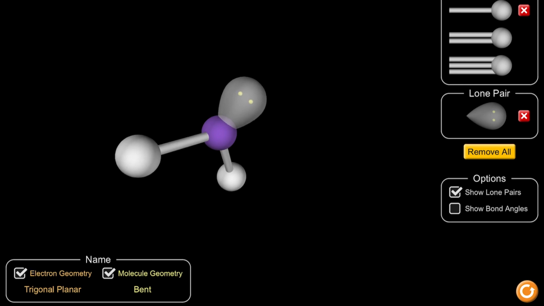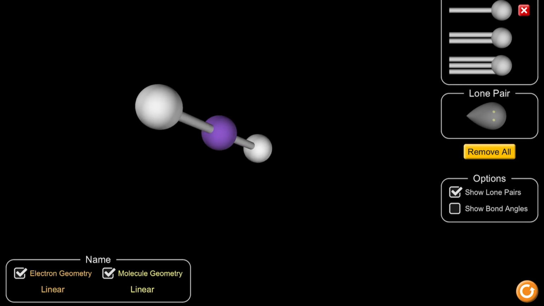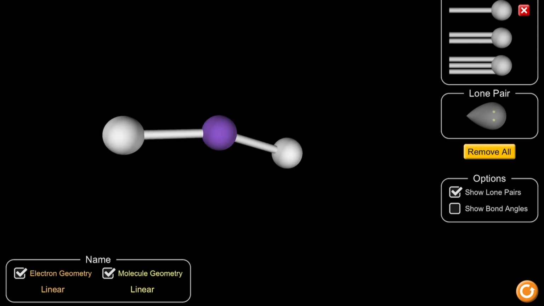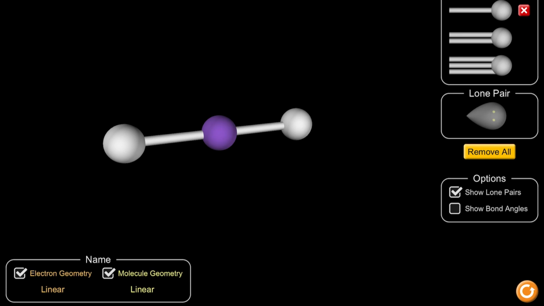So for example, I'm going to remove my lone pair. If I remove my lone pair, you can see that the electron geometry is linear and the molecular geometry is linear. This is what I've said: for a structure with no lone pair, the electron pair geometry (EPG) will be the same as the molecular geometry.